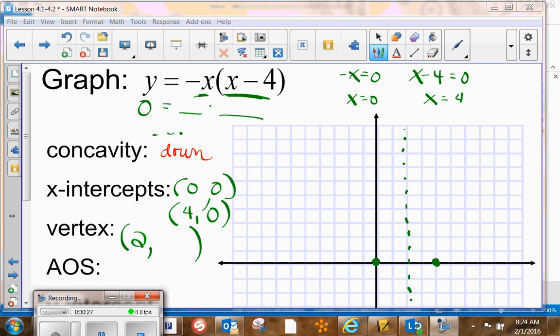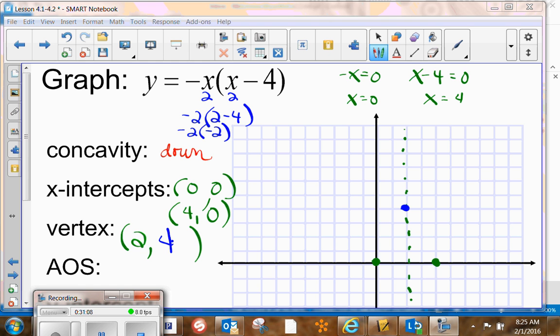So let's plug in 2 and see what y would be. Move back here, and I'm going to stick 2 into my x. So that's going to be negative 2 times 2 minus 4. Negative 2 times negative 2, so that'll be a positive 4. So (2, 4) is my vertex. Does that make sense? It's supposed to open down. Absolutely. So it squares with what we already thought.